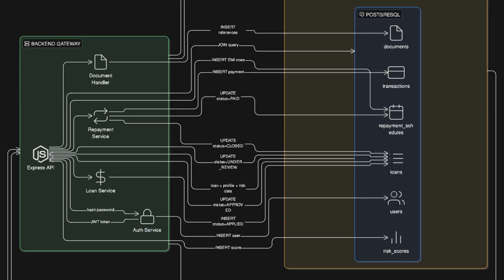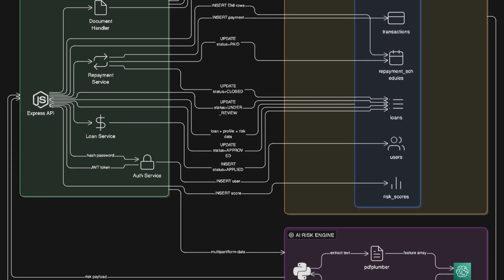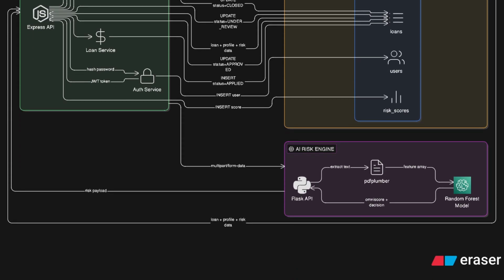Inside the AI risk engine, we execute our ETL pipeline. The pdfplumber library extracts raw unstructured text from the PDF to create a numerical feature array. This array is fed into our pre-trained scikit-learn random forest model, which calculates a probability of success and returns a risk payload containing the Omni score and an algorithmic decision.